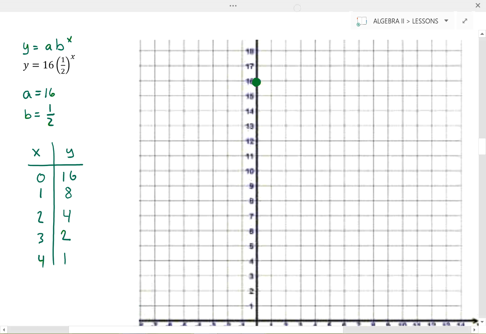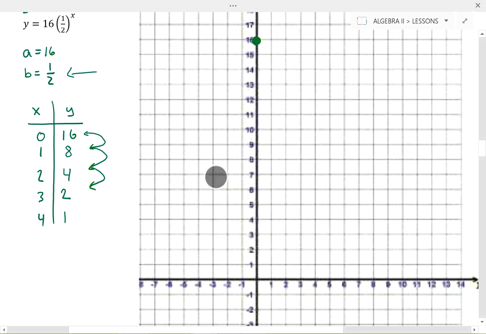Now, you might be seeing the pattern here in that our base multiplier here is a half. So every time I move from one x value to the other, what's happening to my y value? It's being multiplied by a half. 16 times a half is 8. 8 times a half is 4. 4 times a half is 2. 2 times a half is 1.